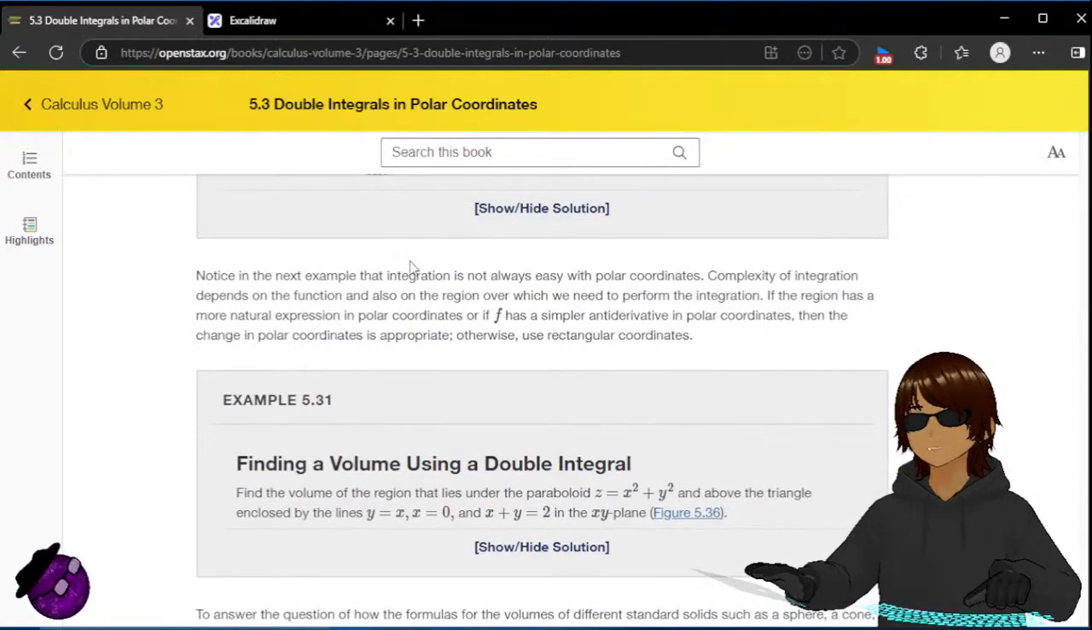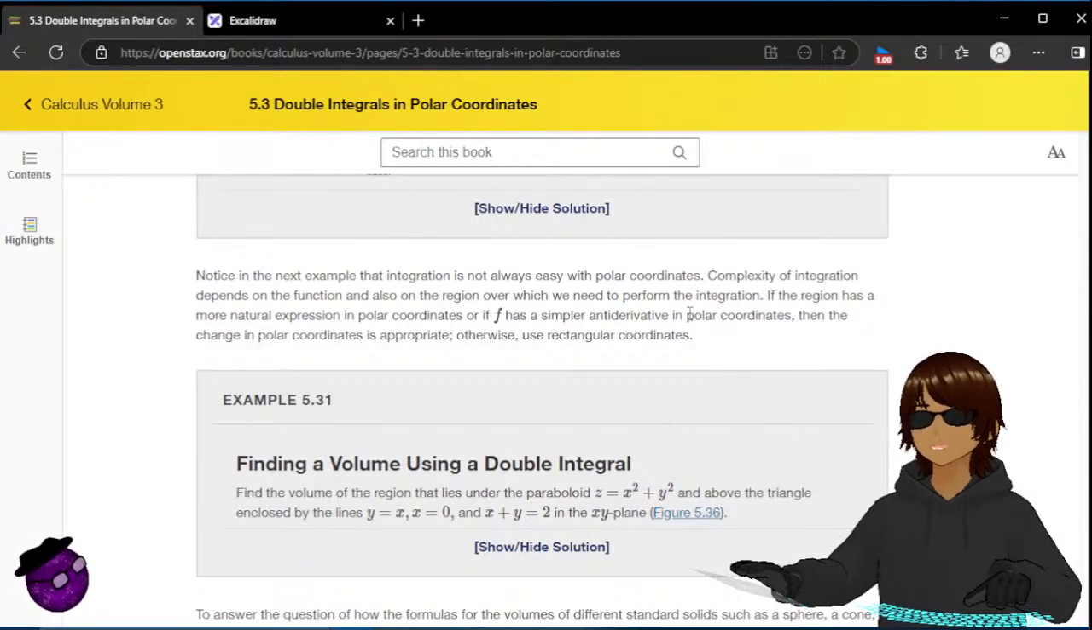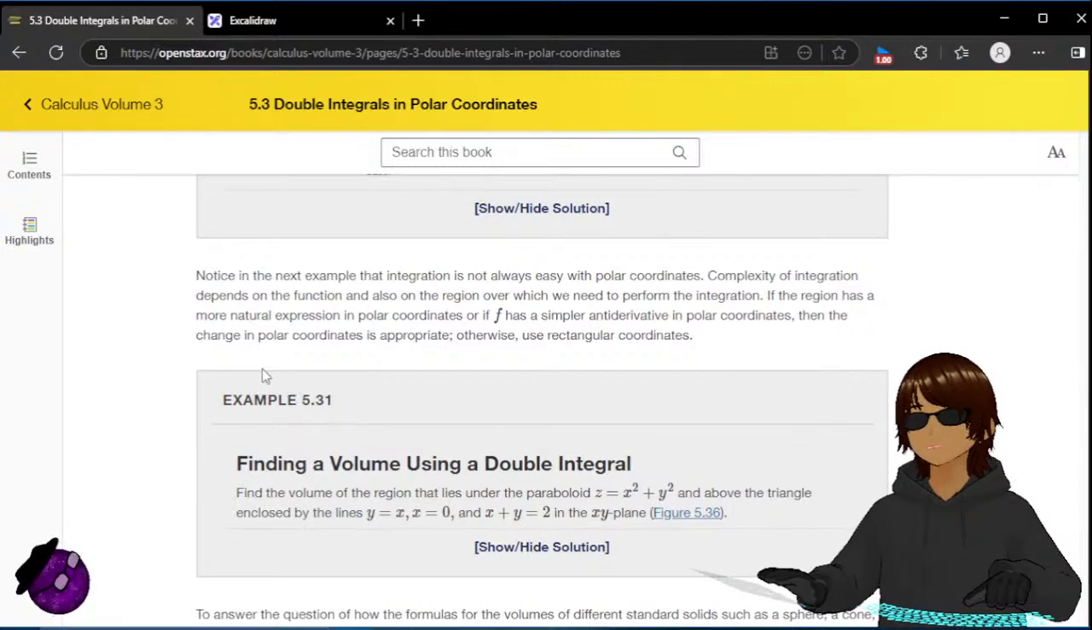Notice in the next example that the integration is not always easy with polar coordinates. Complexity of integration depends on the function and also on the region over which we need to perform the integration. If the region has a more natural expression in polar coordinates, or if S has a simpler antiderivative in polar coordinates, then the change to polar coordinates is appropriate. Otherwise, use rectangular coordinates.